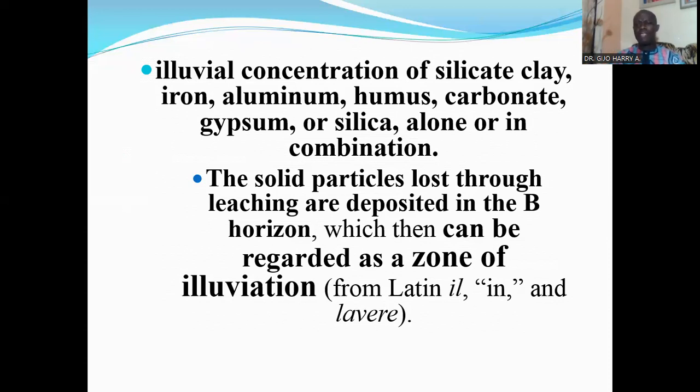Because the B horizon receives the particles that were lost through leaching from the E horizon, since it's always receiving, it is said to be the zone of accumulation. So that's why the B horizon is referred to as the zone of accumulation.